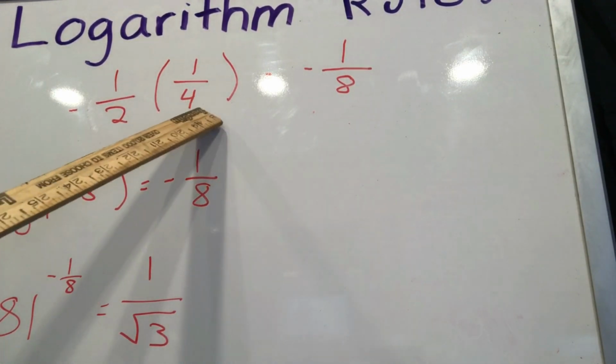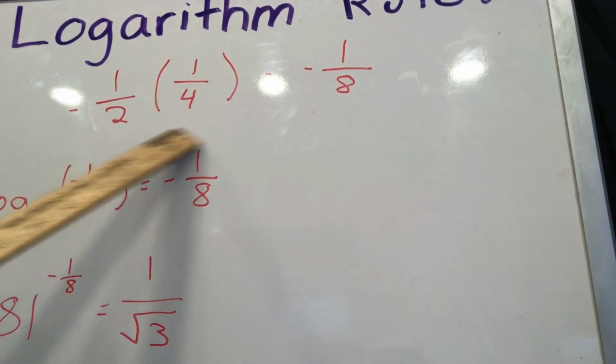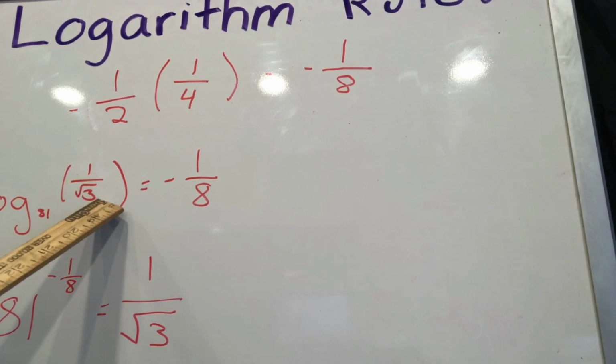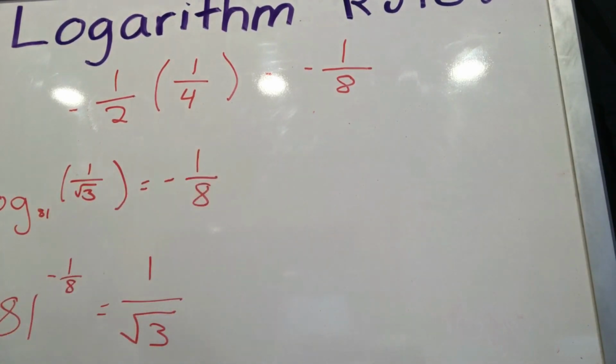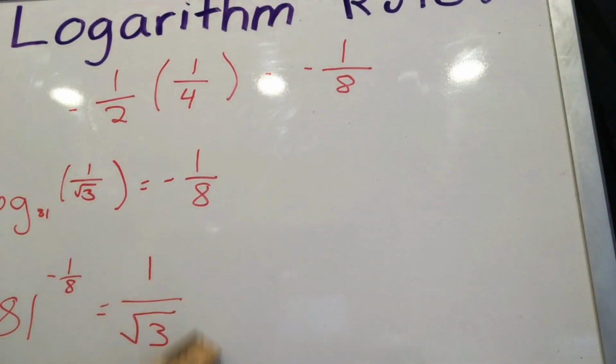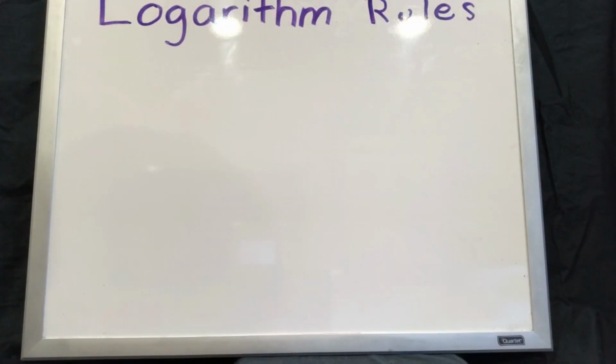Thus, we can substitute 4 in for x in the expression and get that log base 81 of 1 over root 3 equals negative 1/8. This is the same as saying that if we raise 81 to the negative 1/8 power, then we will get 1 over root 3. In addition to those rules, we have 4 more.